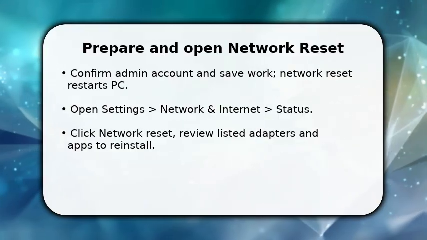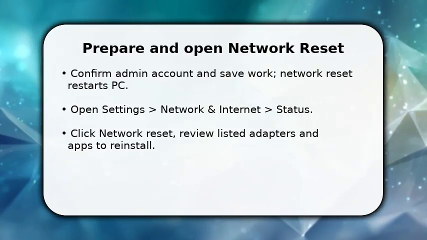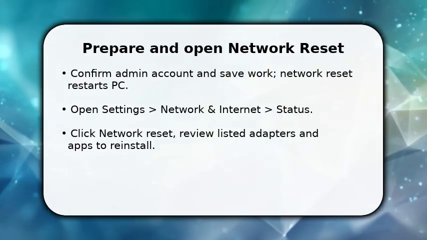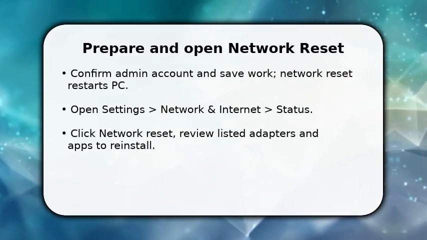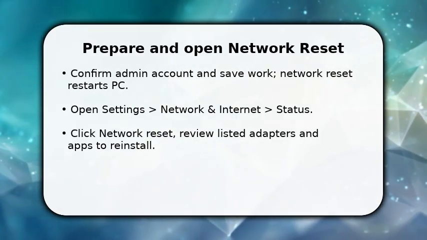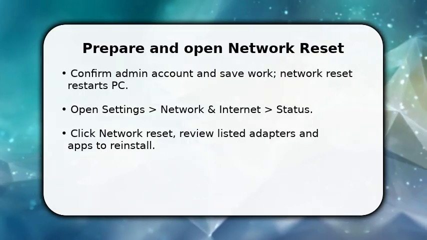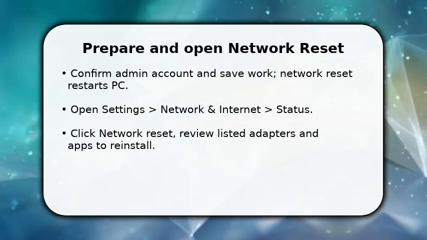You start with admin access and saved work because the reset will restart your PC. That prevents data loss. Next, open Settings, go to Network and Internet, then Status. This is where Windows centralizes network controls. Once there, scroll to Network Reset and click it.